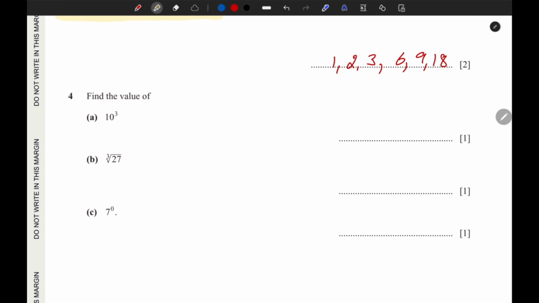Find the value of 10 to the power 3. So that's very easy. This is just 1000. 10 to the power 3 is 1000.